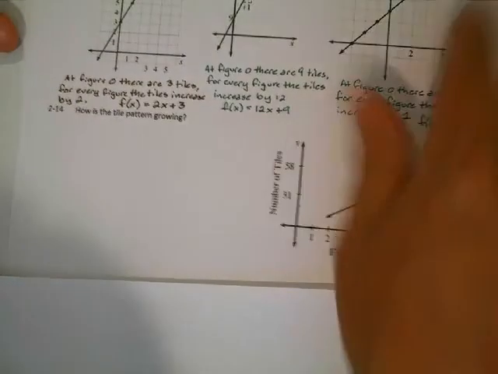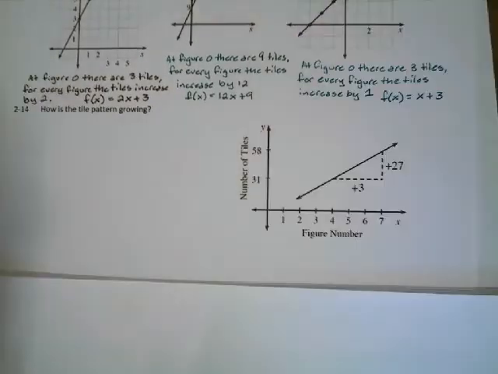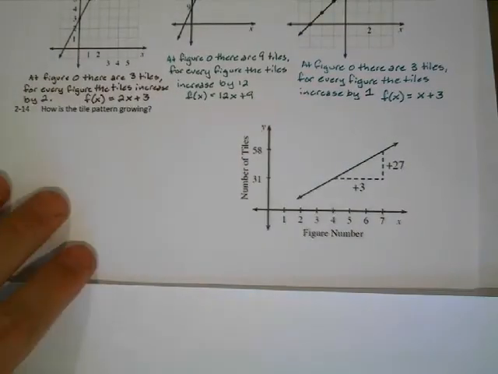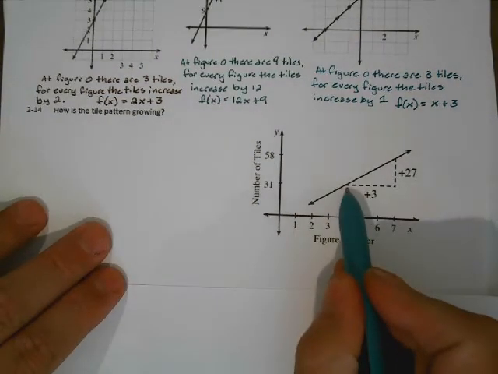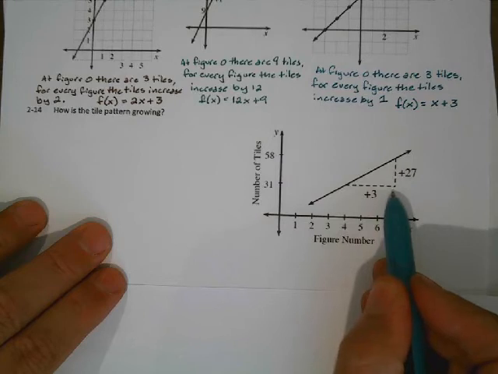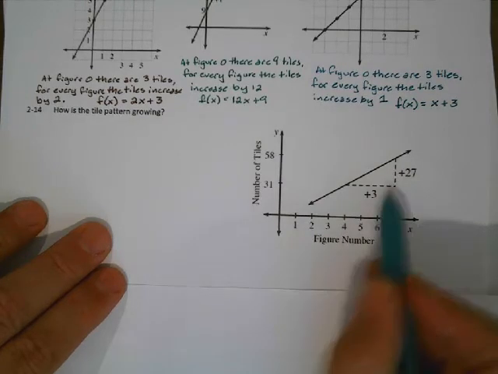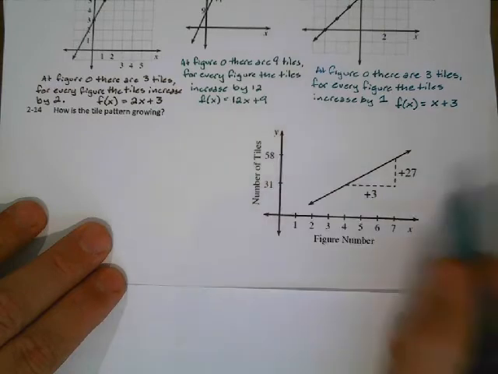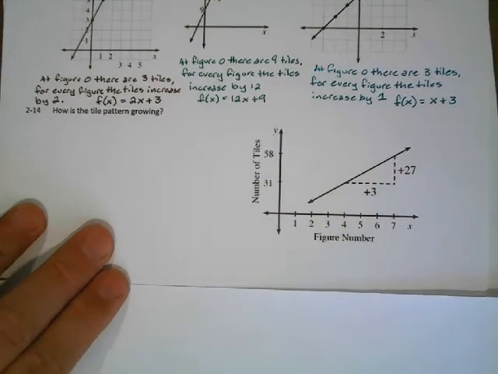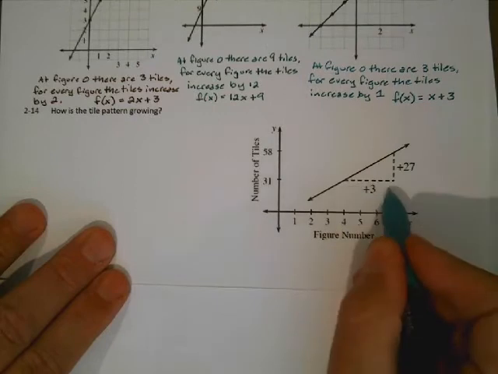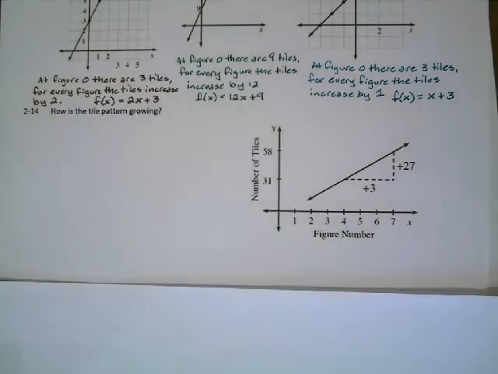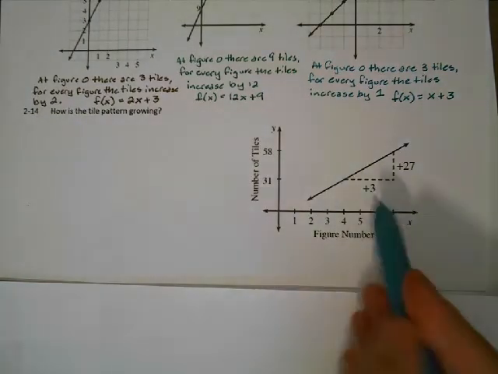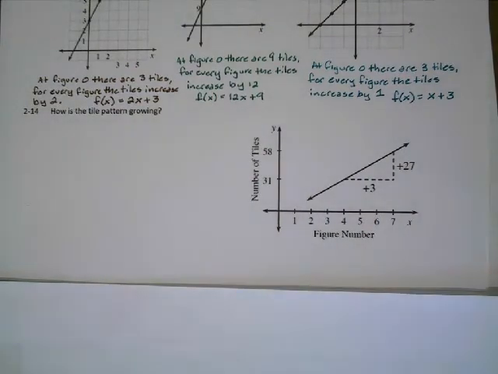All right, so on this one, we want to look and see how this tile pattern is growing. So in this one, it looks like they skip a little bit. It looks like they're saying for every 3 figure numbers, the tile pattern goes from 31 to 58, which is 27. So we've got for every 3, it increases by 27. So we want to find out, how is that growing if it's growing by 3? Because usually we do it by 1s, but this one's doing it by 3s.